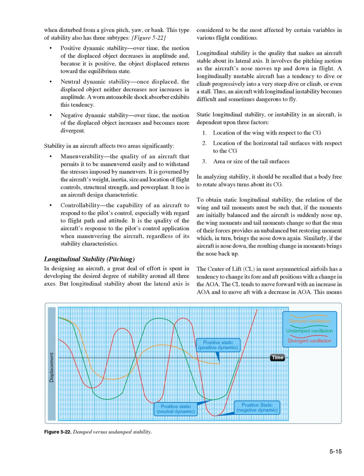Longitudinal stability. Pitching. In designing an aircraft, a great deal of effort is spent in developing the desired degree of stability around all three axes. But longitudinal stability about the lateral axis is considered to be the most affected by certain variables in various flight conditions. Longitudinal stability is the quality that makes an aircraft stable about its lateral axis. It involves the pitching motion as the aircraft's nose moves up and down in flight. A longitudinally unstable aircraft has a tendency to dive or climb progressively into a very steep dive or climb, or even a stall. Thus, an aircraft with longitudinal instability becomes difficult and sometimes dangerous to fly.